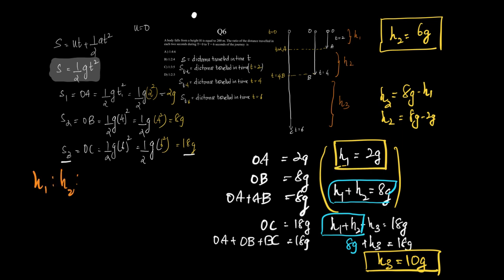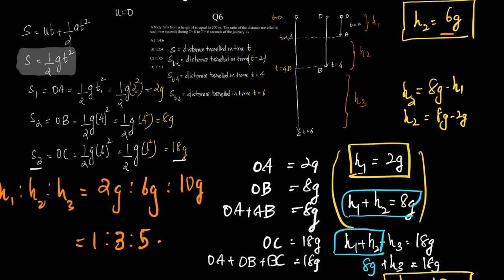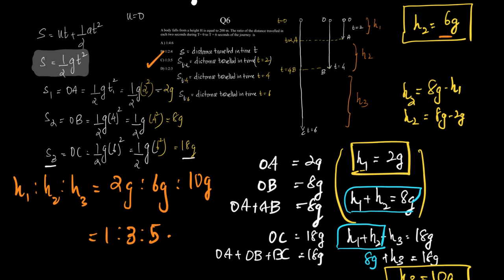H1 is to H2 is to H3 here would be equal to 2G is to, what is H2? H2 is 6G, is to, what is H3? H3 is 10G, which is equal to 1 is to 3 is to 5, which makes the required answer as option C.